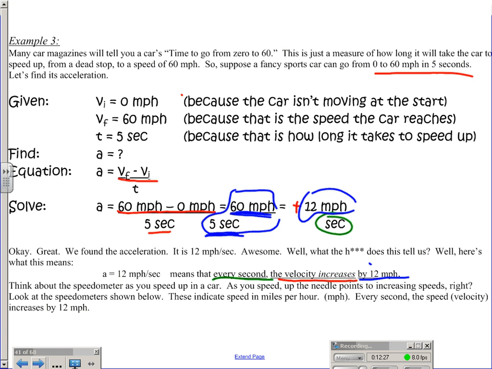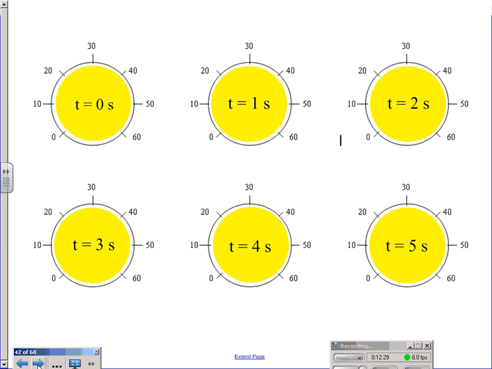So let's click ahead. Let's look at this. When our car began, it was at rest. So there's our speedometer. What we just decided was the speed's going to go up by 12 miles an hour every second. So after 1 second, the speed is going to be 12 miles an hour. After 2 seconds, it's going to be 24. After 3 seconds, it's going to be 36. After 4 seconds, the velocity will be 48. And after 5 seconds, the velocity will be 60. I just got that by continually adding 12 miles an hour.